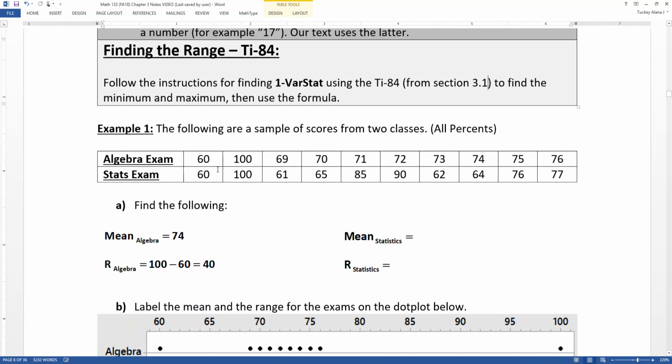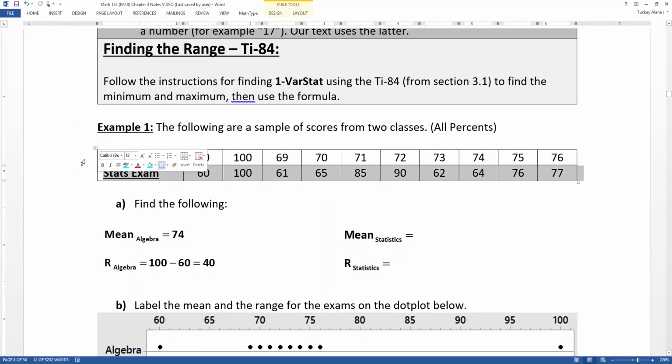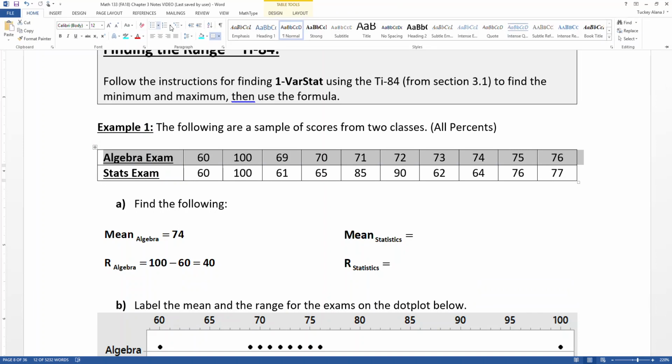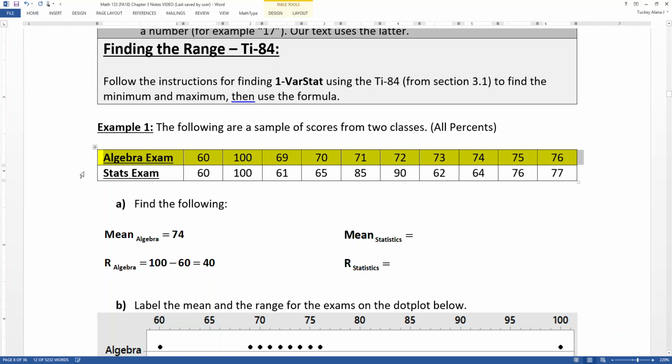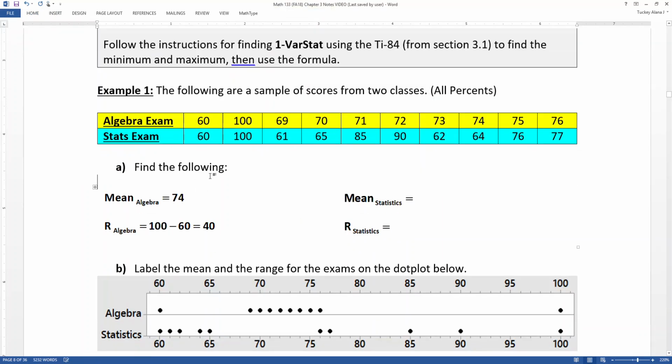All right, so I have two classes here. I have an algebra class and a stats class. And I took a random sample of exam scores for both. So let's look at this algebra exam versus this statistics exam. I'm going to give it some color. That way it makes it easier for us to tell the difference. All right, so we are going to find the following. For the algebra class, we're going to find the mean and the range. Well, the mean is 74 and the range is 40.